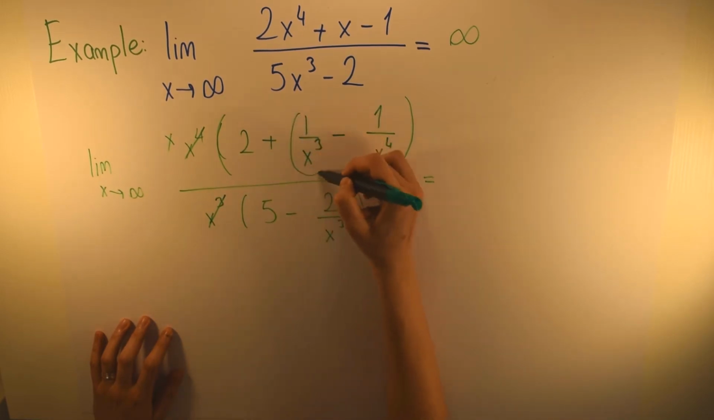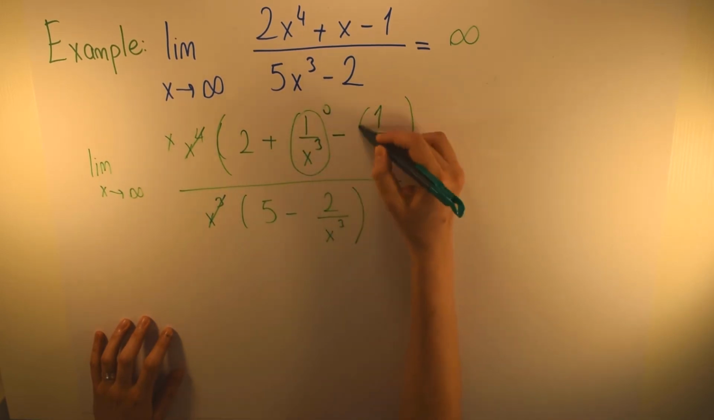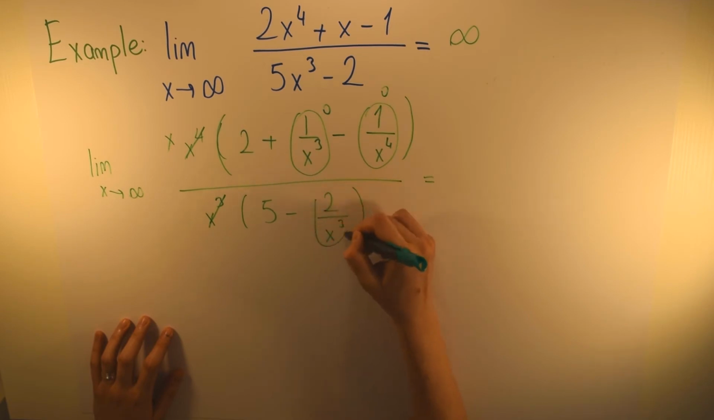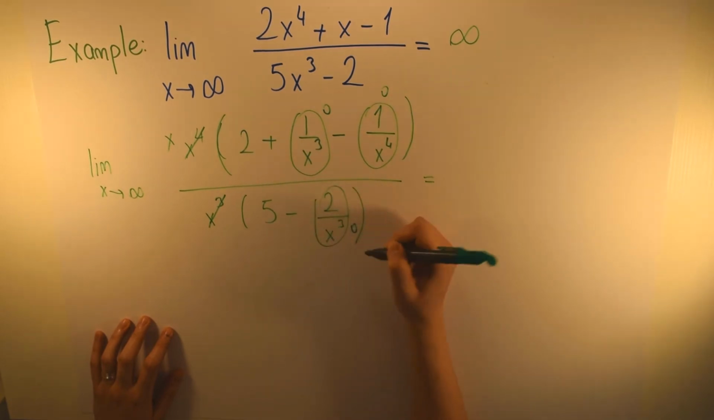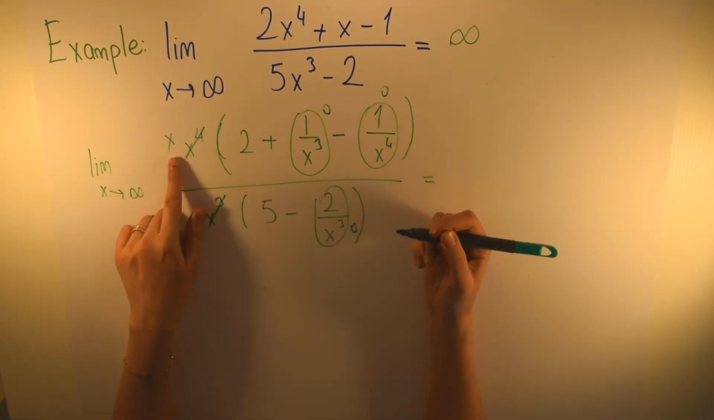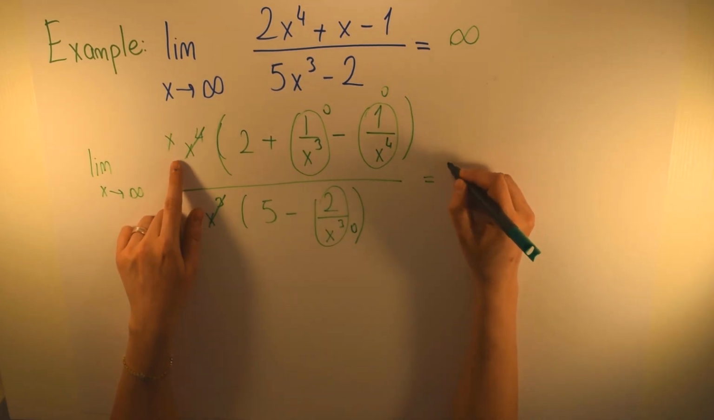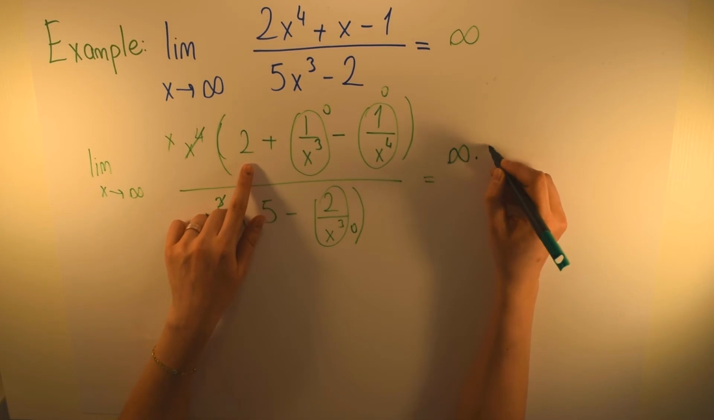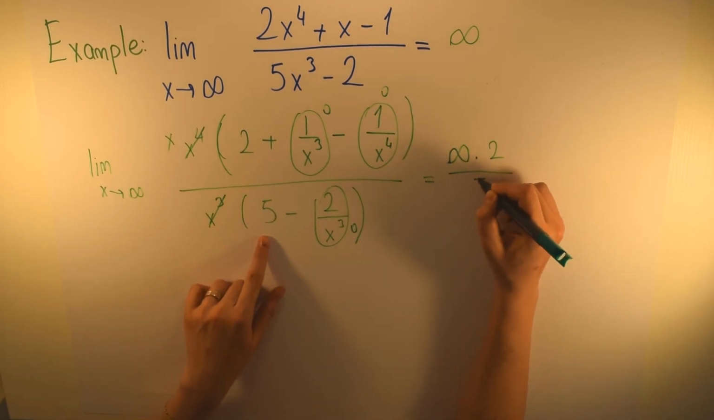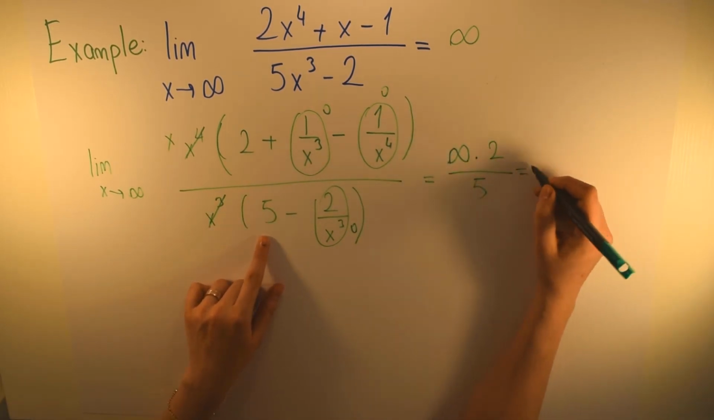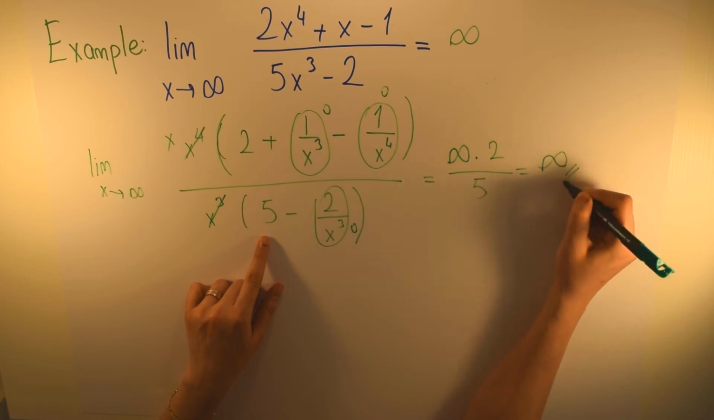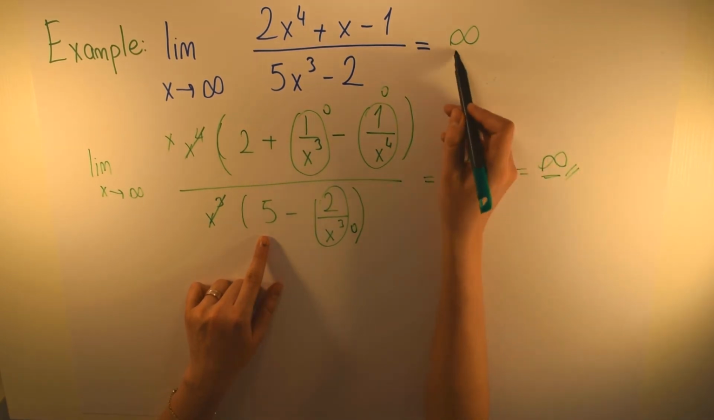So here we have 1 over infinity, it is 0, 1 over infinity is 0, 2 over infinity is 0, but here we have x, which is equal to infinity, right? So this is infinity times 2 over 5. So still, this is equal to infinity. As you can see, our answer is infinity.